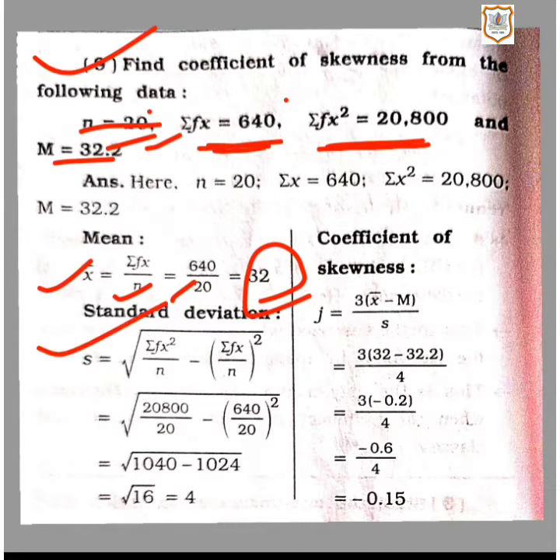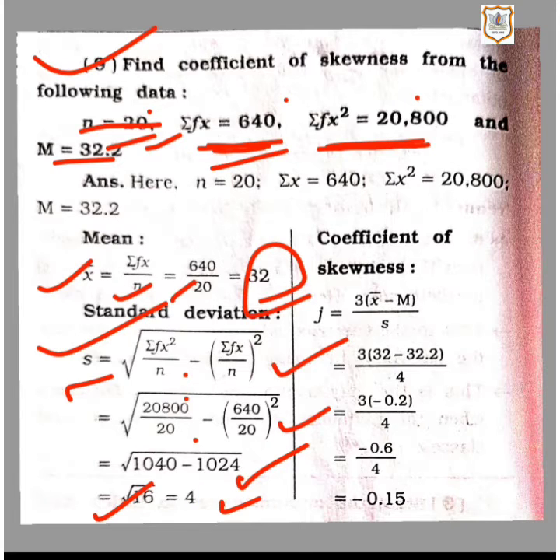And now with the help of sigma fx square, sigma fx and n we can find standard deviation. The formula for standard deviation is S is equal to under root sigma fx square upon n minus (sigma fx upon n) the whole square. So sigma fx square is 20,800. So we'll write here 20,800 upon n, that is 20, minus (sigma fx upon n, that is 640 upon 20) the whole square. This becomes under root 1040 minus 1024. This becomes under root 16 and standard deviation becomes 4.